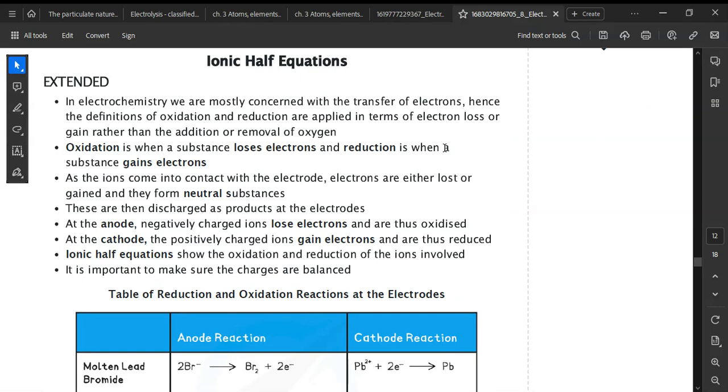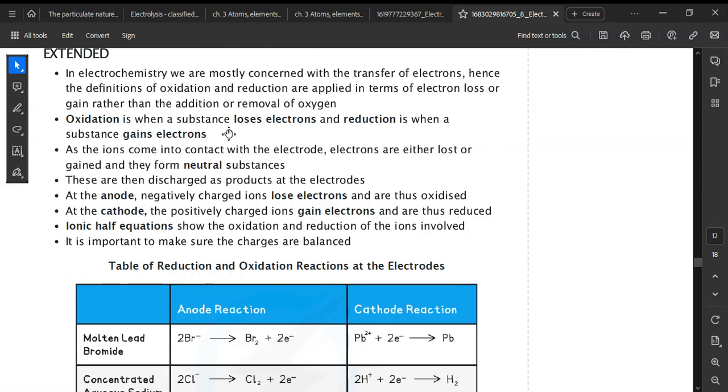Sure. In electrochemistry, we are mostly concerned with the transfer of electrons. Hence, the definitions of oxidation and reduction are applied in terms of electron loss or gain, rather than the addition or removal of oxygen. Oxidation is when a substance loses electrons, and reduction is when a substance gains electrons. As the ions come into contact with the electrode, electrons are either lost or gained and they form neutral substances. These are then discharged as products at the electrodes.